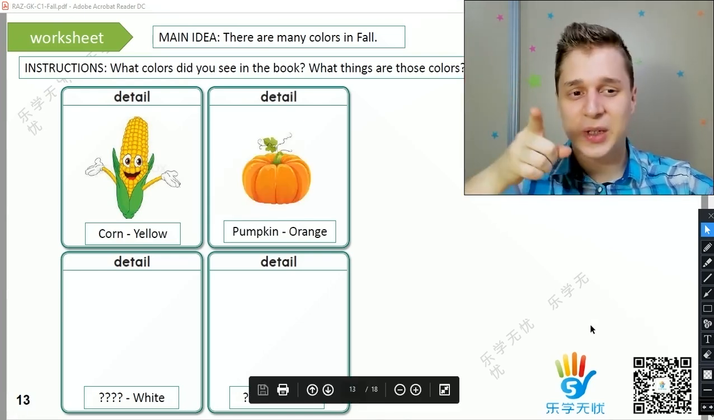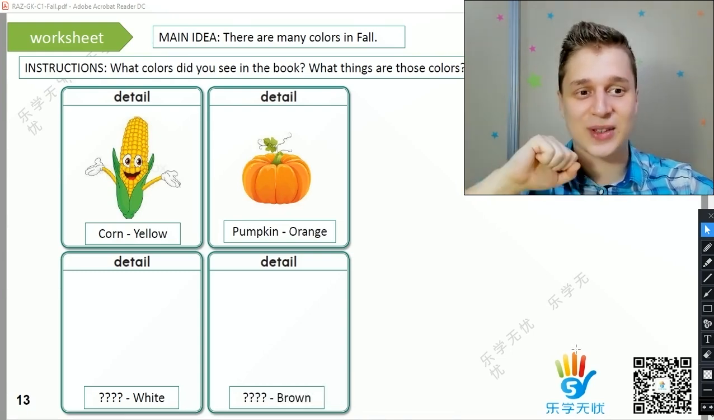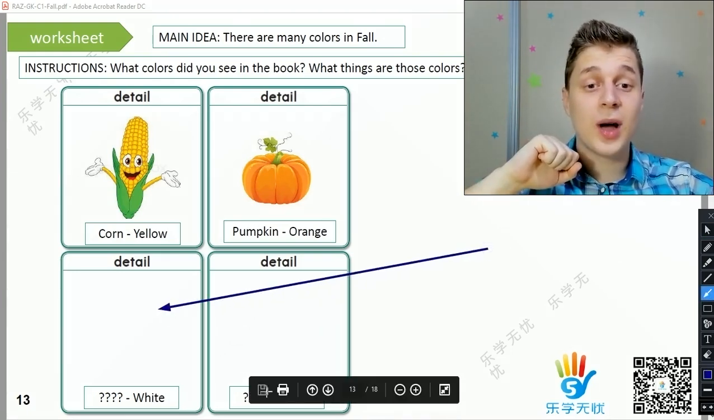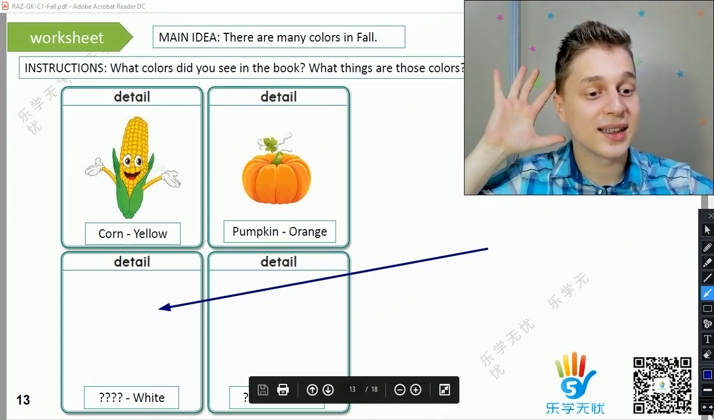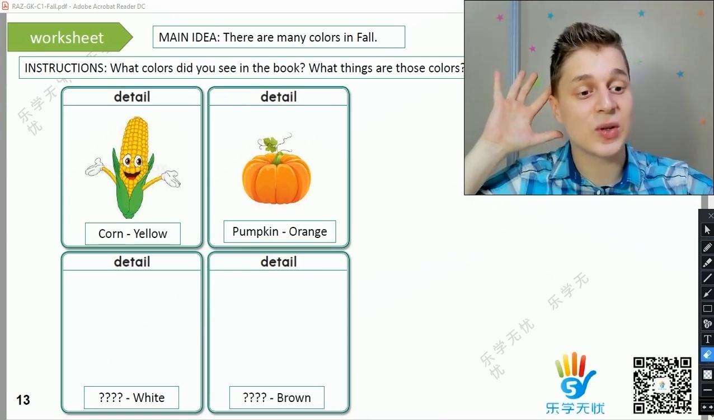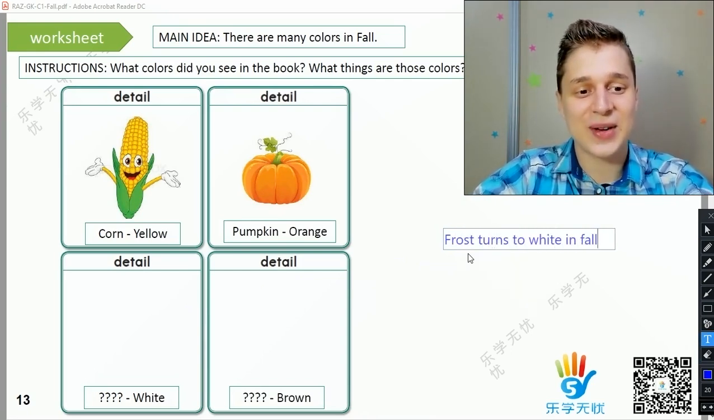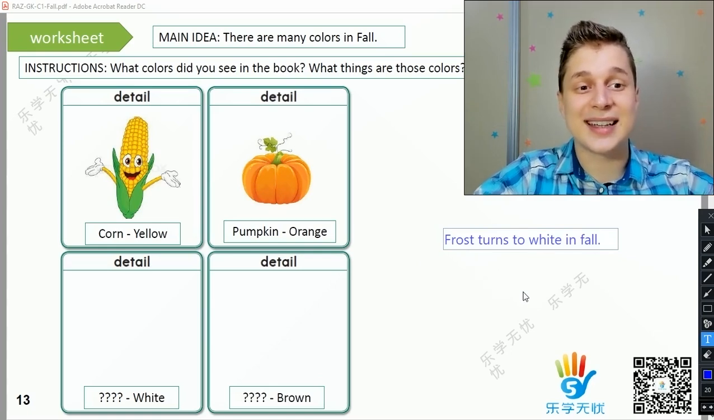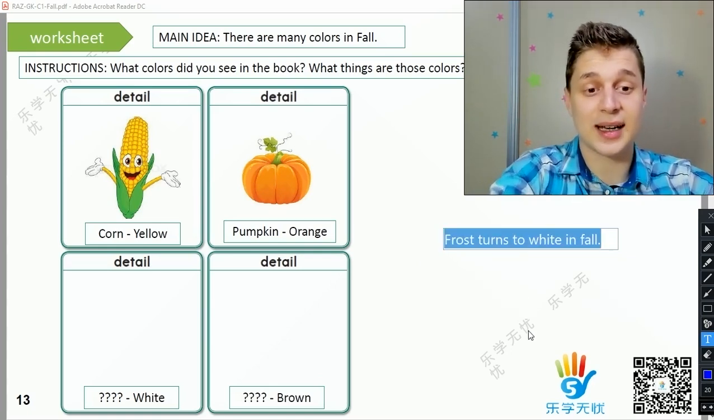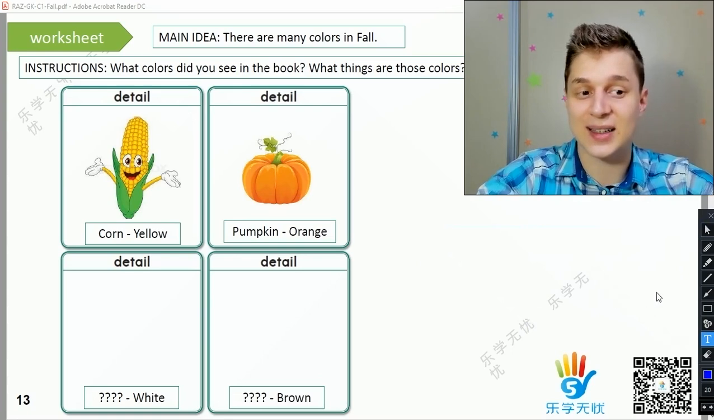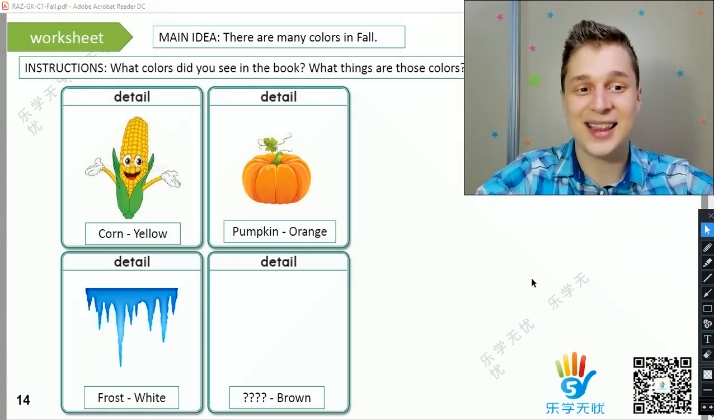Pumpkins. You could have also written leaves, that's just fine. What turns white in fall? Let's say it out loud. Frost turns white in fall. We can use this sentence to explain what happens and how frost gets its colors. Let's see. There it is.